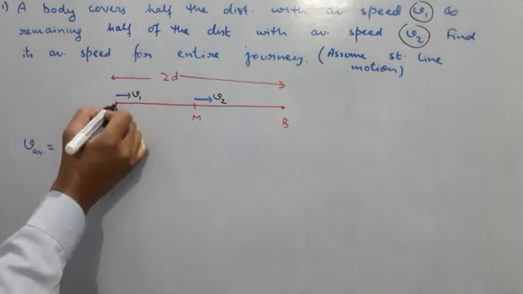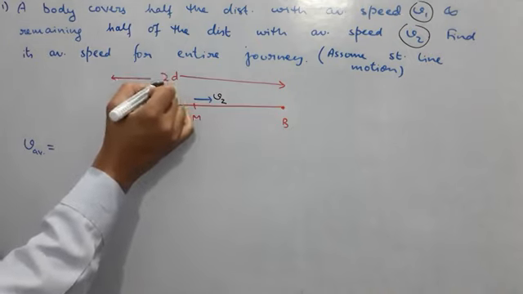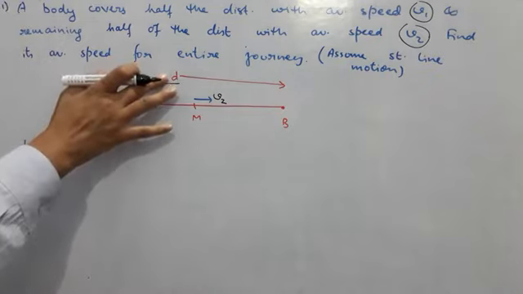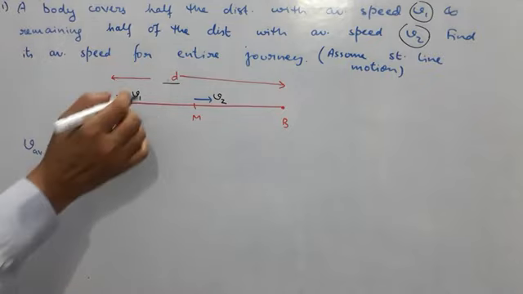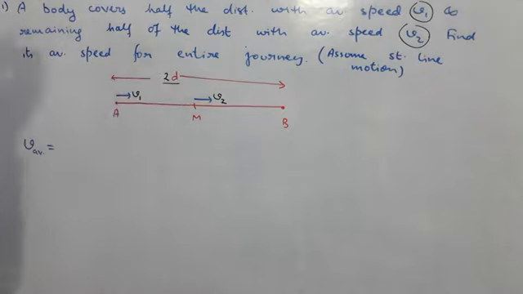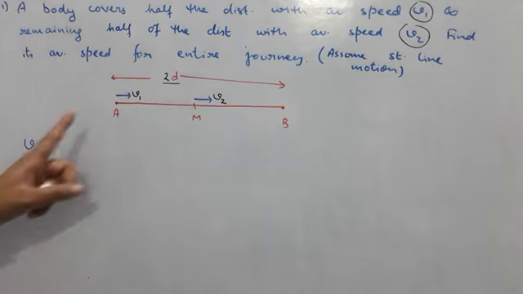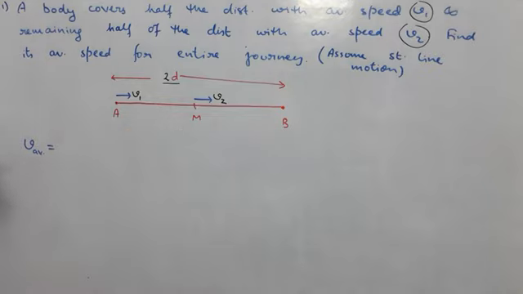I will take the distance from A to B as 2d. If you wish, you can take d also. In both cases you will get the answer. I will take it as 2d. I have to calculate the average speed from A to B.